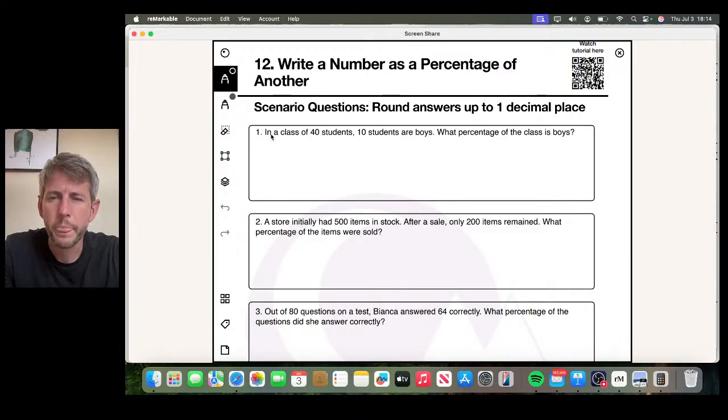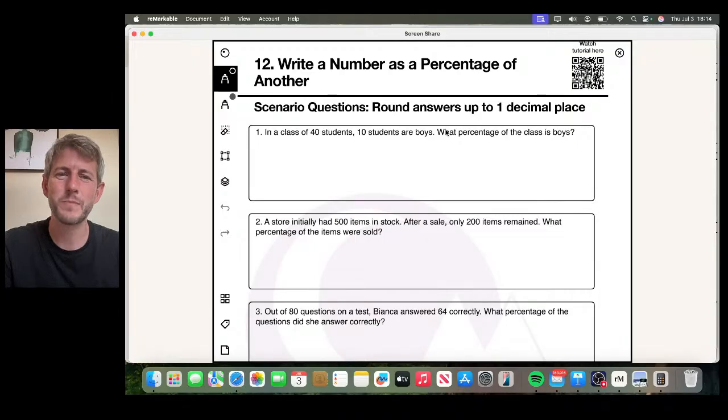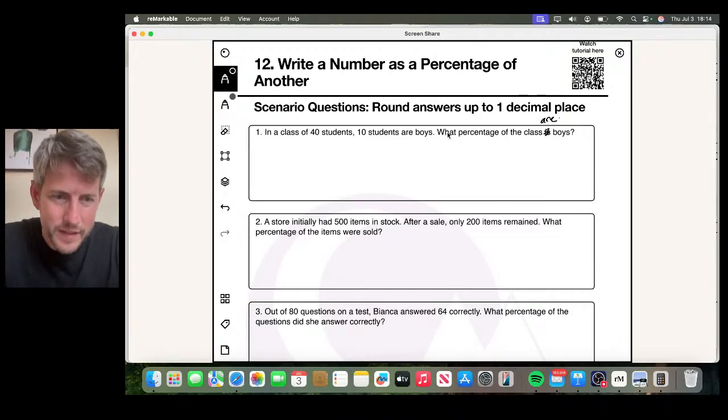Question 1. In a class of 40 students, 10 students are boys. What percentage of the class is boys? Is boys? Are boys? I think it's are, isn't it? What percentage of the class are boys? So that should be are. Okay, right, that's always nice to pick something up.